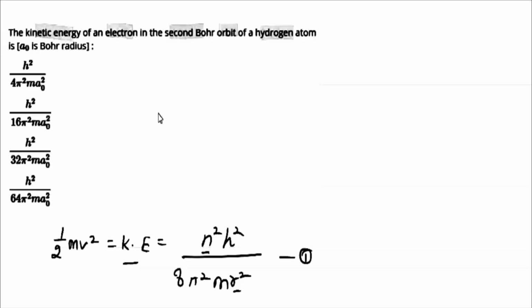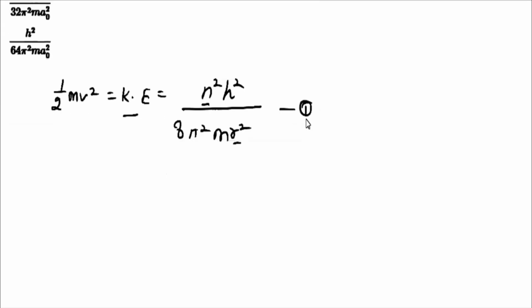Now we can easily calculate the relation between kinetic energy and the principal quantum number. The principal quantum number given is 2 because we have the second Bohr orbit. Initially, we have to replace this radius. What is the radius? The radius is 0.529 n square divided by Z. We can write 0.529 as a0. Suppose this is our a0.